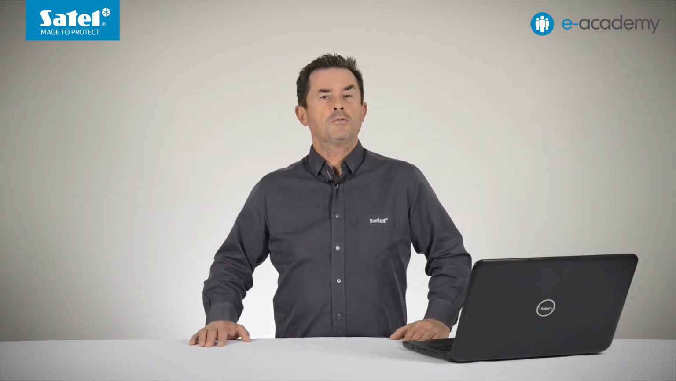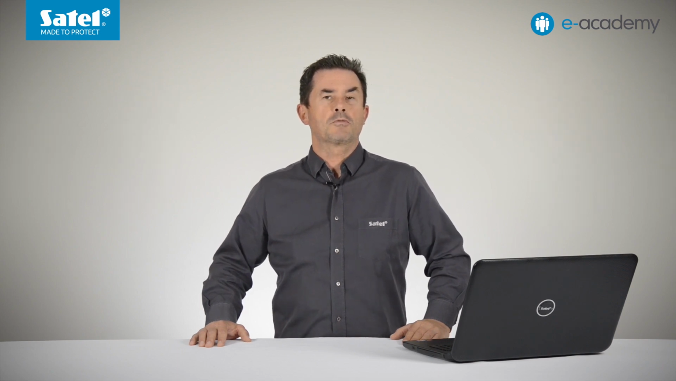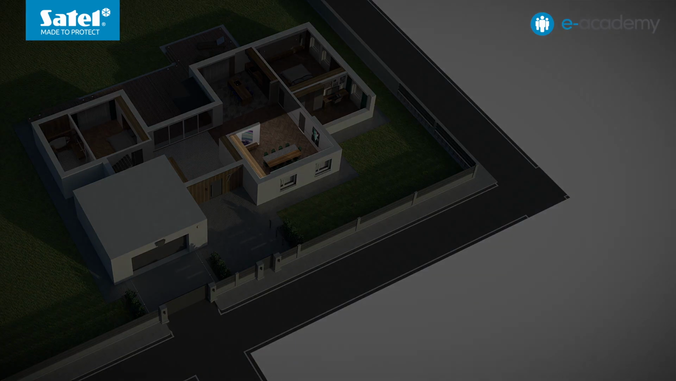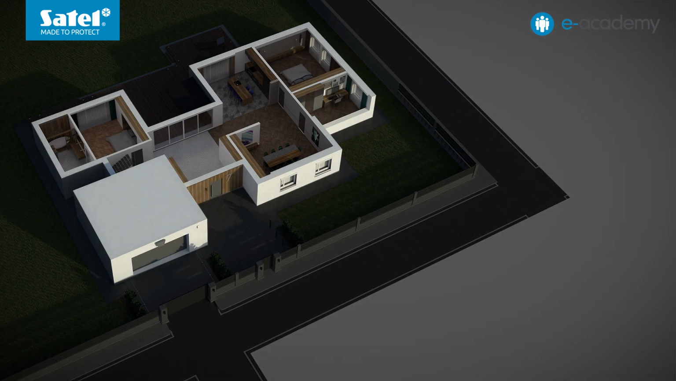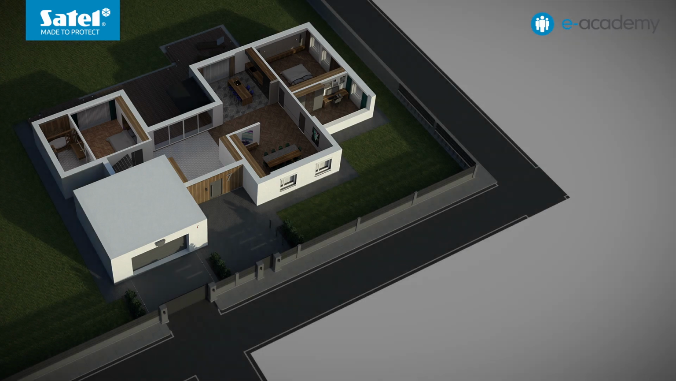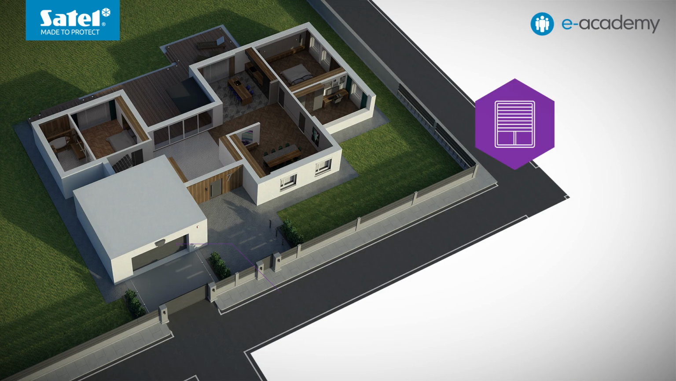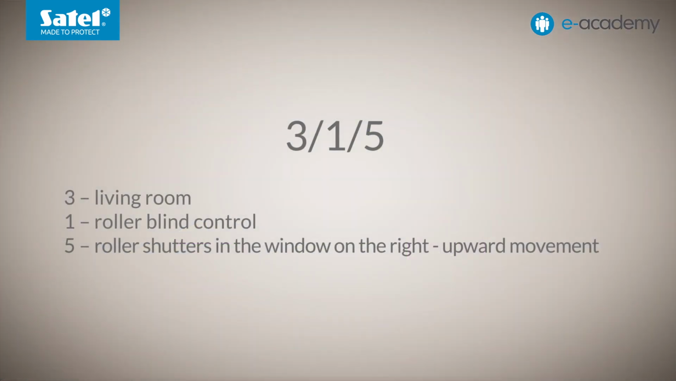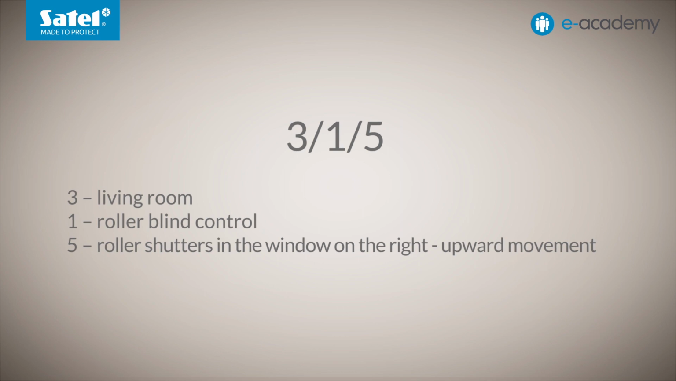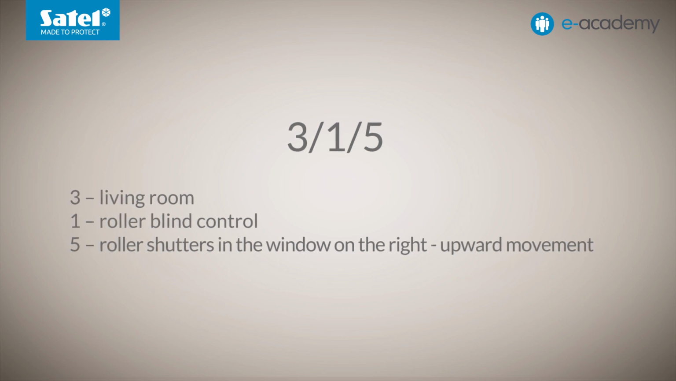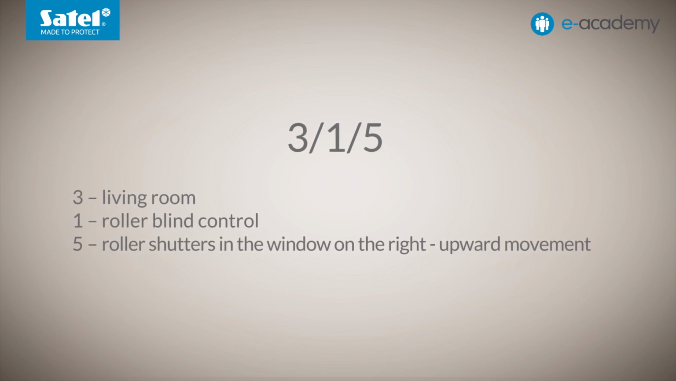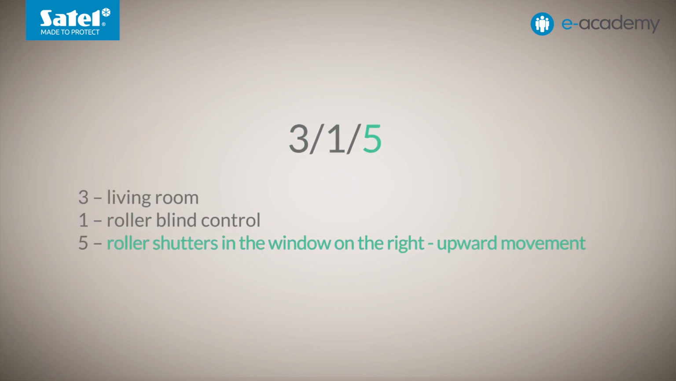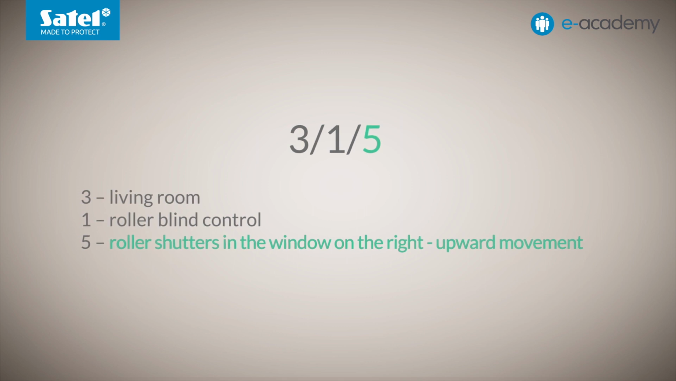We mentioned earlier that the 3-level structure is the most popular. How is it used in practice? The best way to discuss it is with examples. Under the main group number, the system designer can indicate, for example, a room or floor of a building. A middle group can specify the type of function, i.e. control of roller shutters, lighting, gates, etc. A subgroup, on the other hand, will indicate the specific function of a particular device or group of devices. For example, the address, say 3/1/5, may specify 3, living room, 1, roller blind control, 5, roller shutters in the window on the right, upward movement.